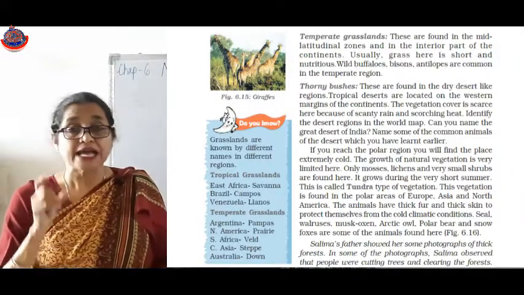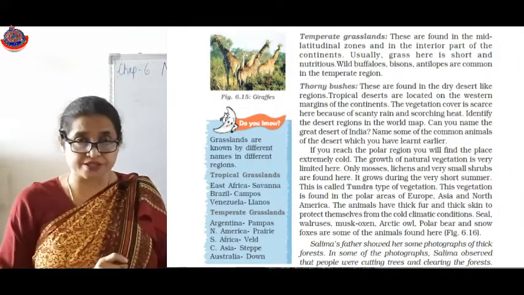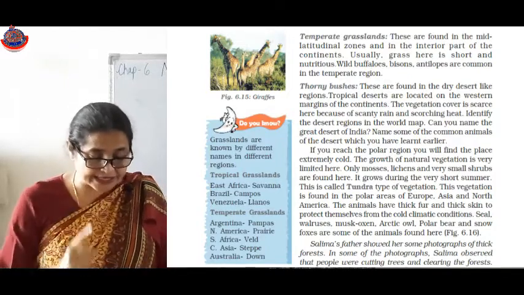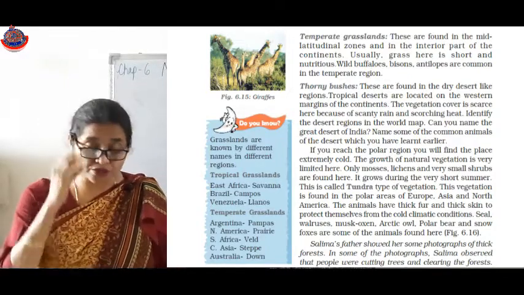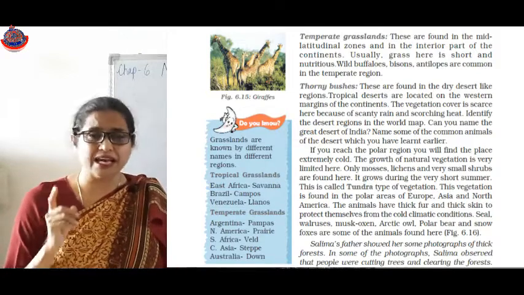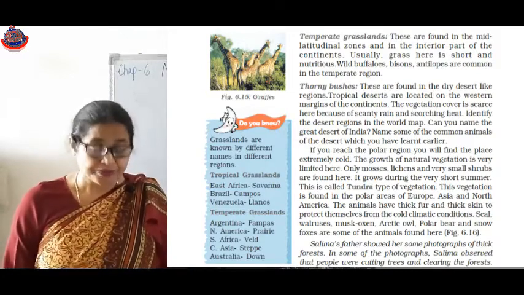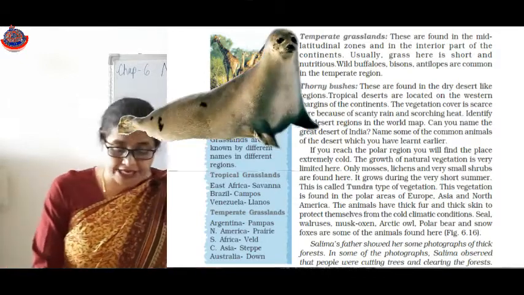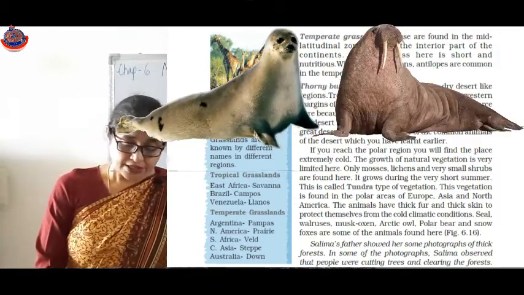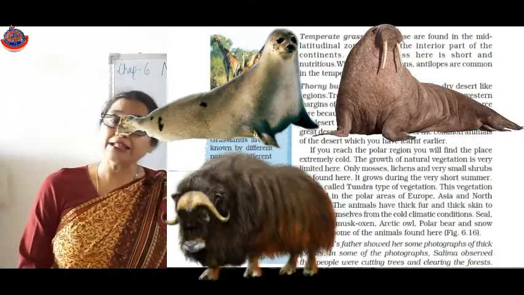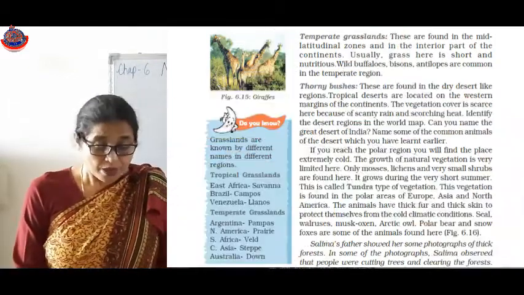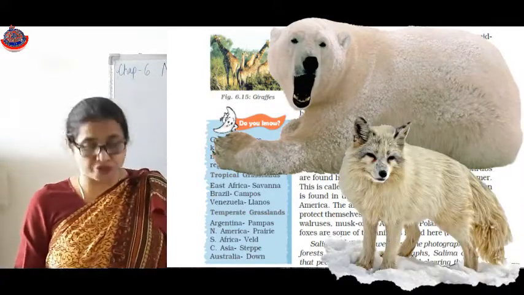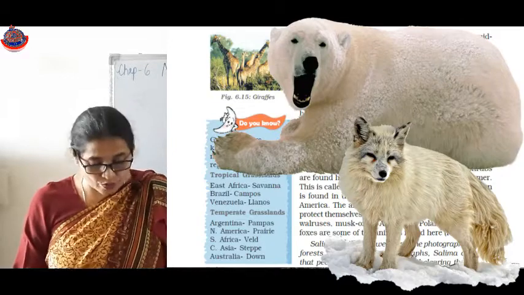The animals have certain features. Number one, thick fur and thick skin to protect themselves from the cold climatic conditions. Now various kinds of animals found here are the seal, the walrus, the musk oxen and the Arctic owl. Polar bear and snow foxes are some of the common animals found here.